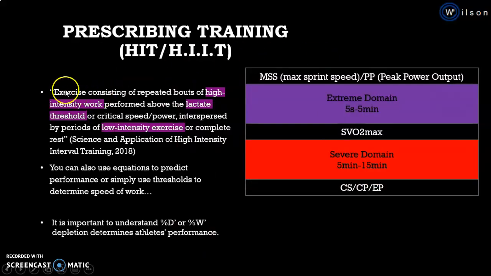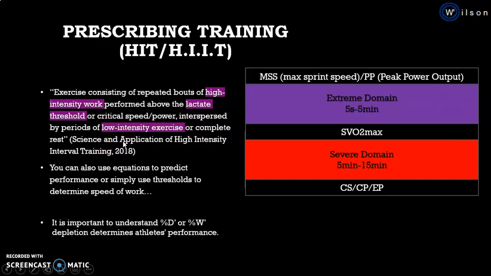So first, I'm going to show you a definition of what HIIT training is according to the Science and Application of High Intensity Interval Training, which defines high intensity interval training as exercise consisting of repeated bouts of high intensity work performed above the lactate threshold or critical speed/power, interspersed by periods of low intensity exercise or complete rest.